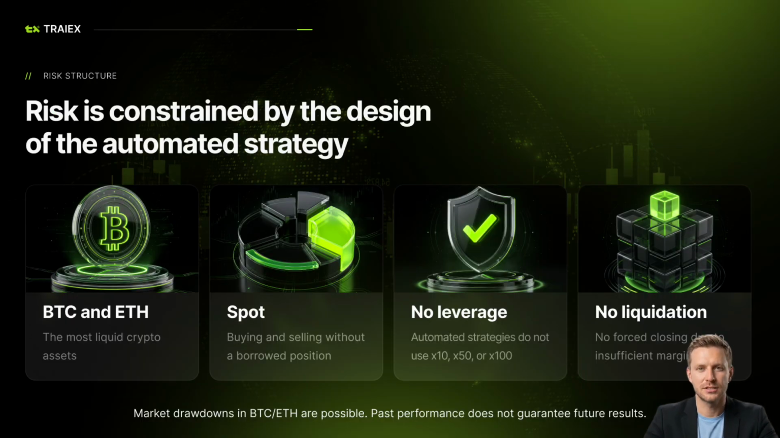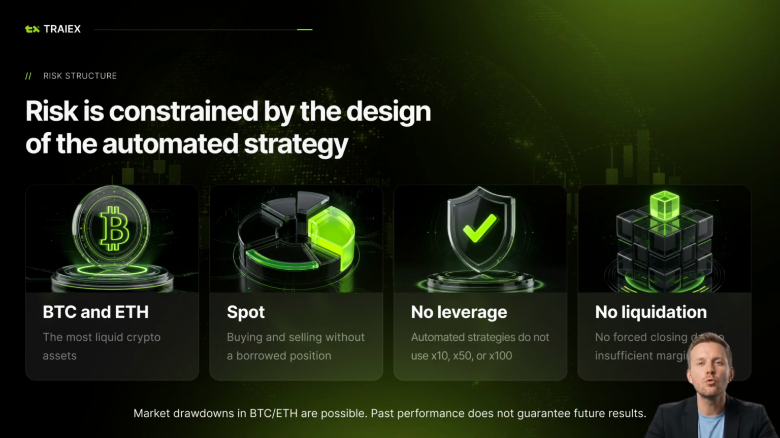The automated strategies of TRAIEX are deliberately not built on maximum risk. They work only with Bitcoin and Ethereum on the spot market. They do not use leveraged futures, which means there is no risk of forced liquidation, the kind that comes with a margin position. Automated trading also avoids low liquidity altcoins, whose prices can move sharply because of limited market volume.